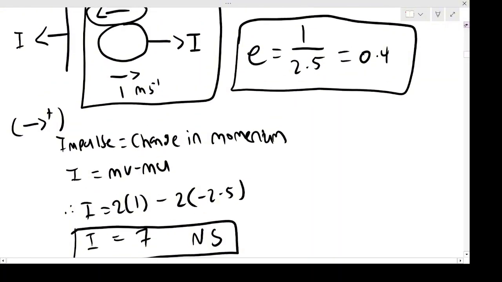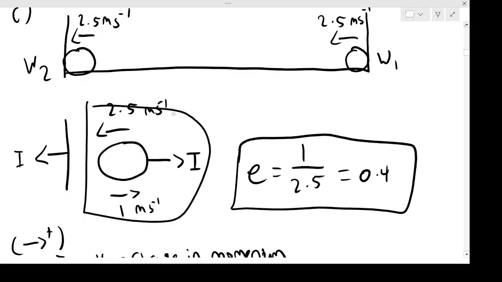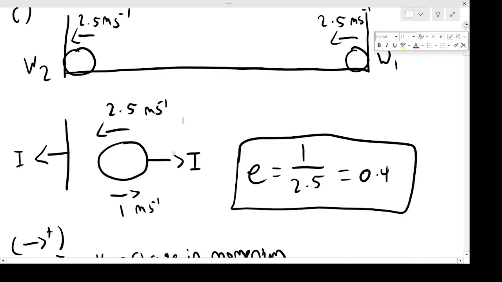And by the way, the impulse will always act like this, okay? The impulse will act like this, opposite to the wall. Okay, so hopefully happy with that, okay?